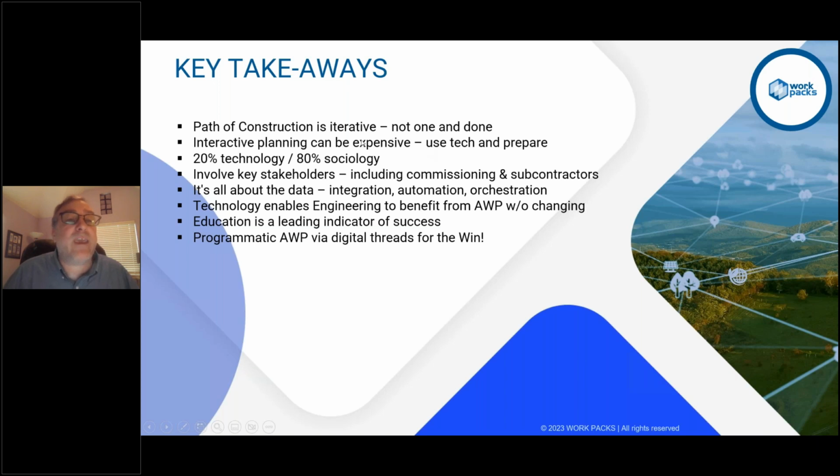So a couple key takeaways, right? Path of construction is iterative. It's not a one and done type of thing. Interactive planning can be very expensive. Take advantage of technology and prepare. Have all the different stakeholders that are going to be a part of that come in prepared for those meetings and be able to support that through a technology that keeps good notes and keeps that up to date. Develop a connected data environment as part of that, but also use this as a way to have the guys prepare beforehand. They come to those meetings, so you're making effective use of their time, right?